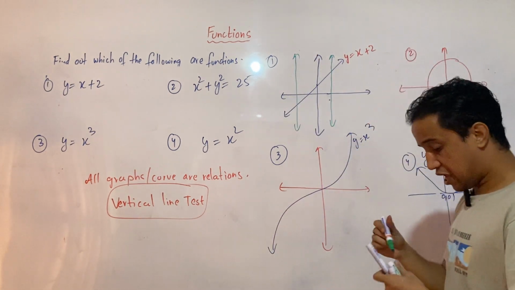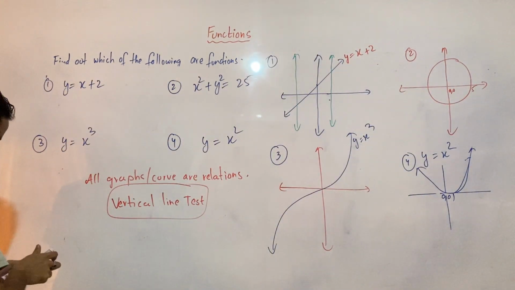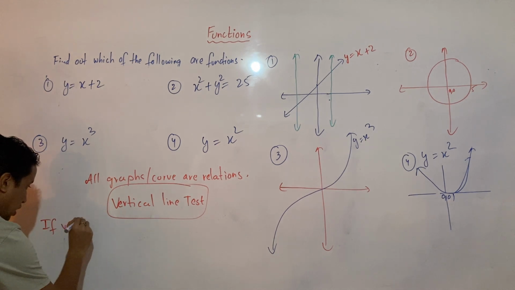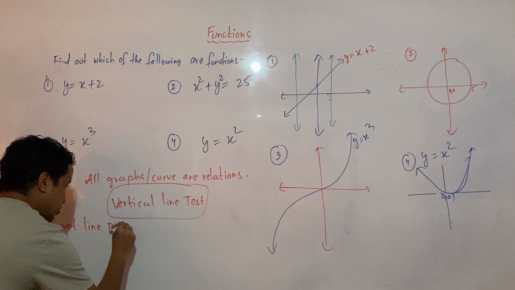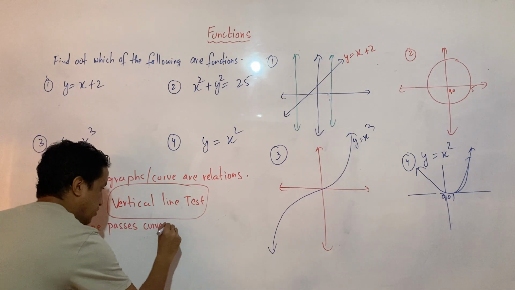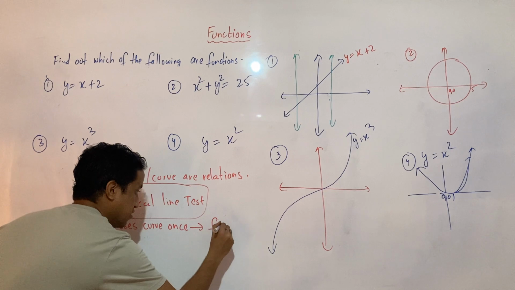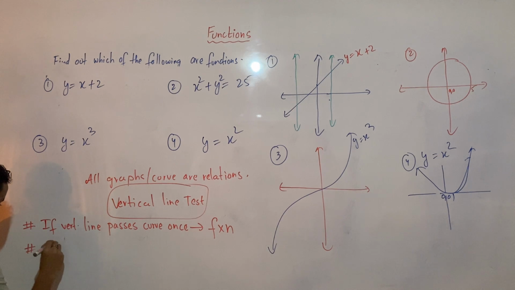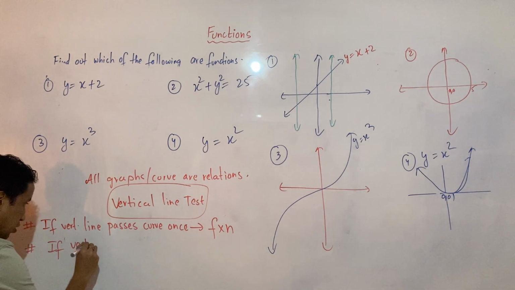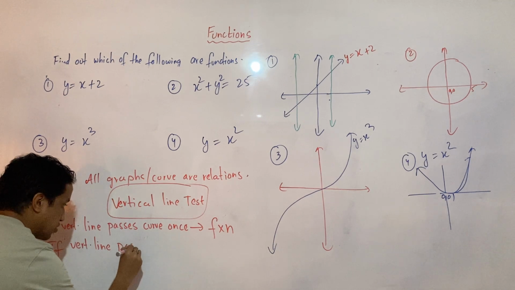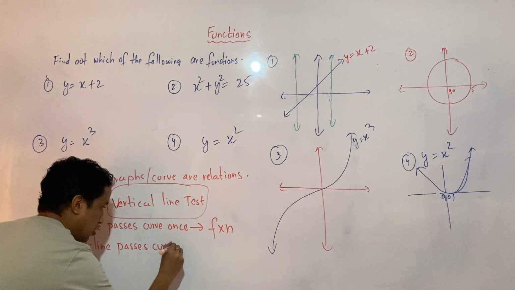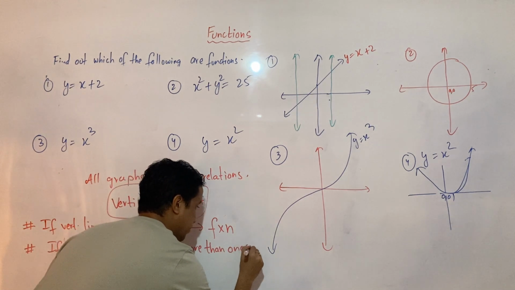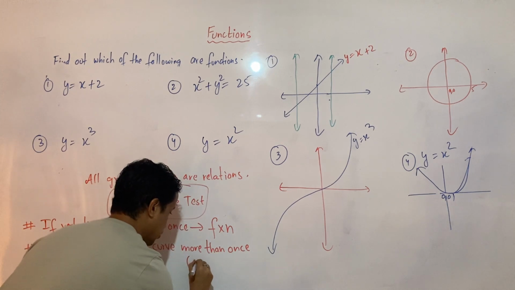So if a vertical line passes through the curve once, then it's a function. But if a vertical line passes through the curve more than once, then it is not a function.